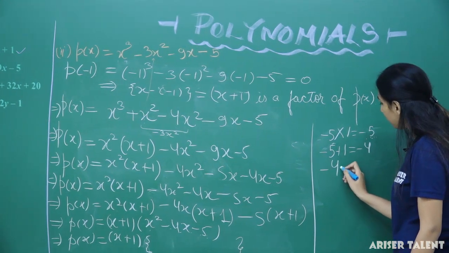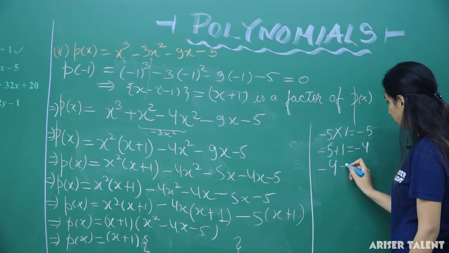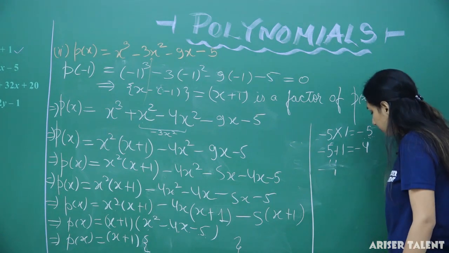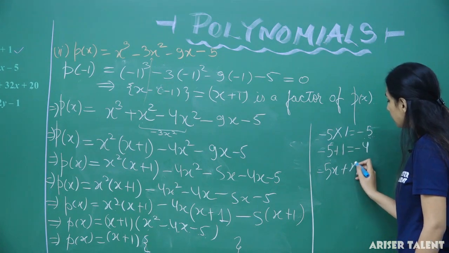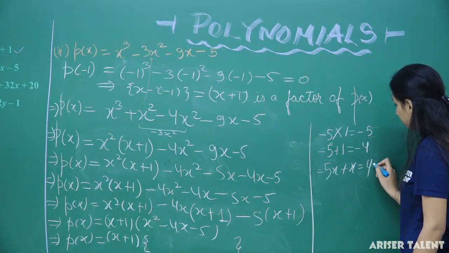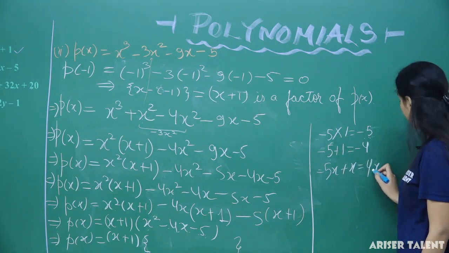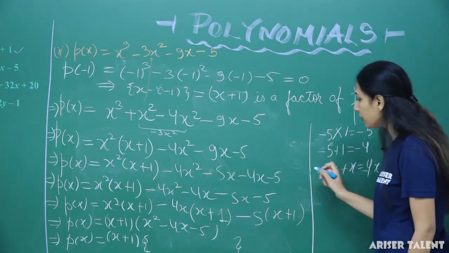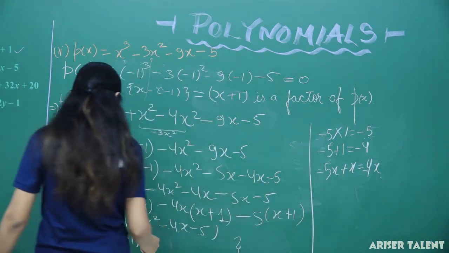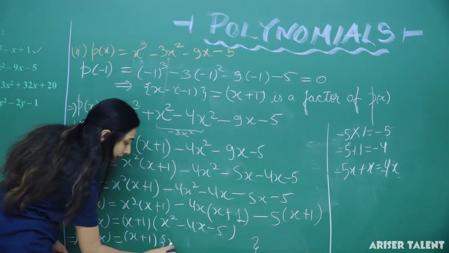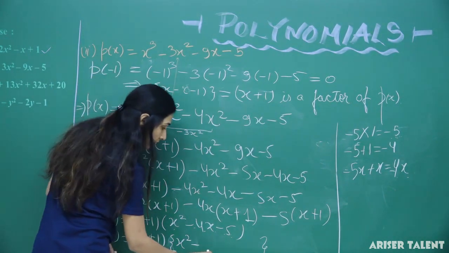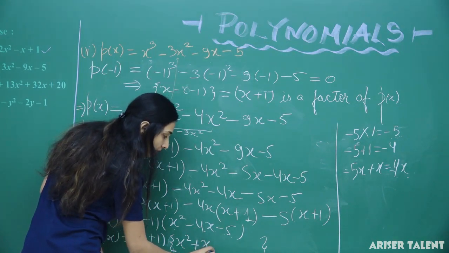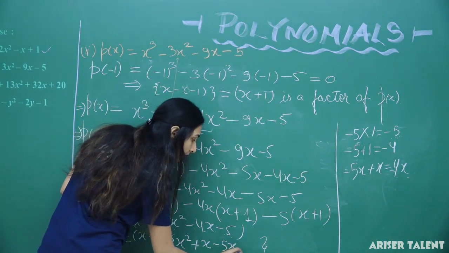So, how can you bifurcate minus 4x? Minus 5x plus x equals what? Minus 4x, isn't it? So, you will apply the same thing here and you will have it like x square plus x minus 5x minus 5.